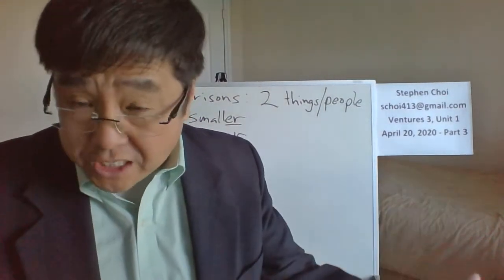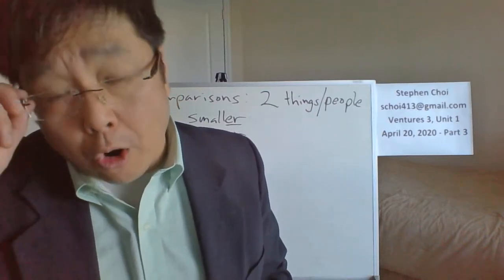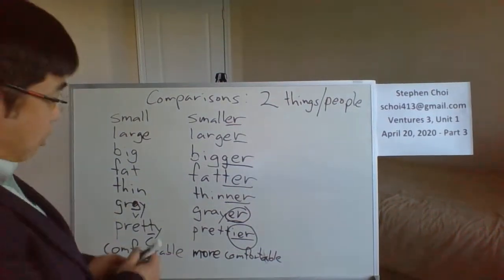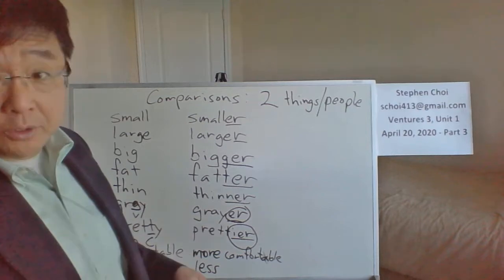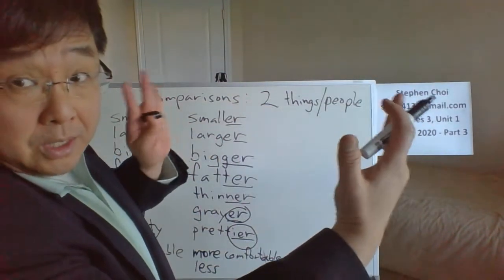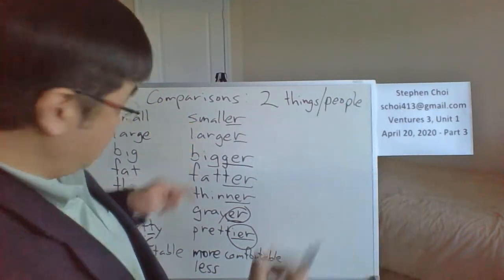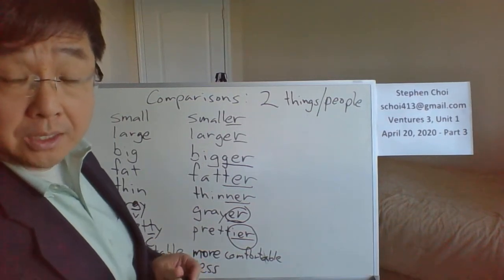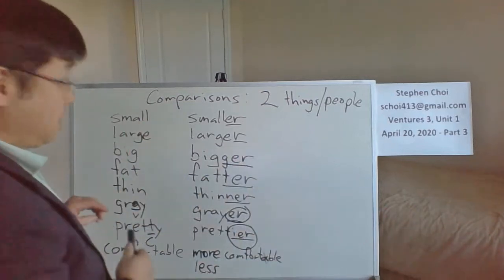This car is expensive, but the other car is more expensive. So when do you put more? You can put more or less, depending on what you want to do. You can say less comfortable, more comfortable. When the adjectives, the words, are long, like three syllables or more, then you use more or less. You use more and less if it's a long word.